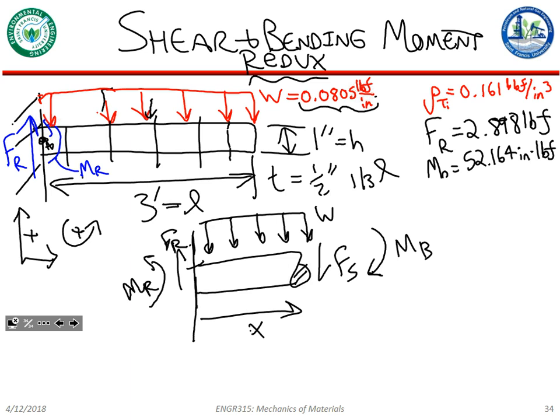Because it's continuous, it's not piecewise. Piecewise means the equations only apply in certain intervals. This is continuous, so it's applicable for the entire beam. Because of that, we're going to have a shear and bending moment diagram that look much different than before. So let's figure out what that looks like. I need to get more space, so erase.